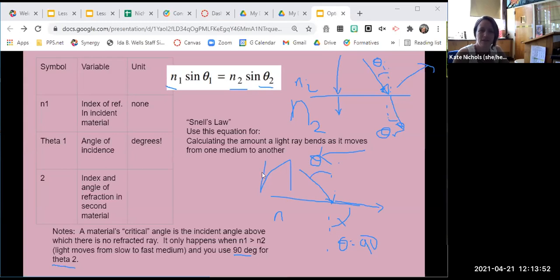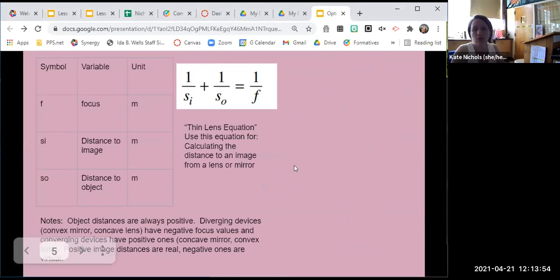Okay. This equation is called the thin lens equation, and it's another high use, high bang for your buck equation. We use this equation for calculating the distance to objects or images or the focal length of an optical device. So typically a lens or mirror. So it's called the thin lens equation, but you can use it for lenses or mirrors, ideally parabolic mirrors, or lenses that have been well designed to have a discrete focus.